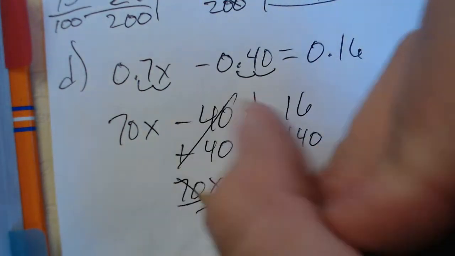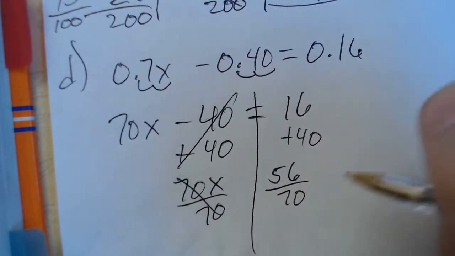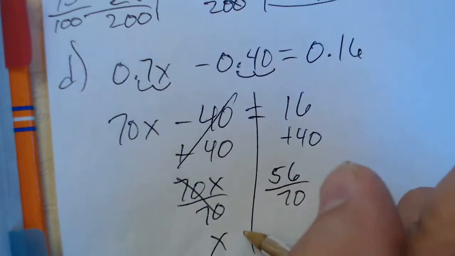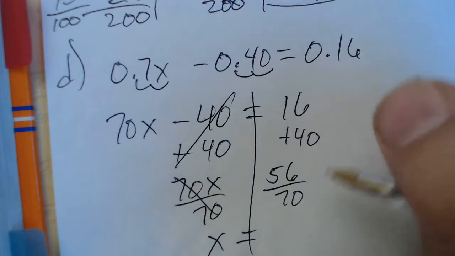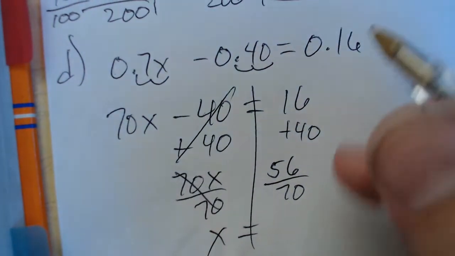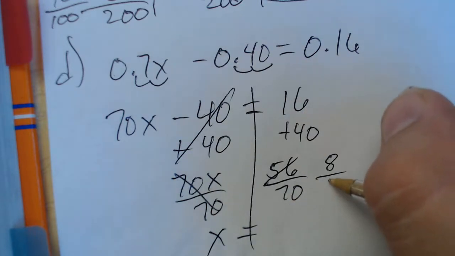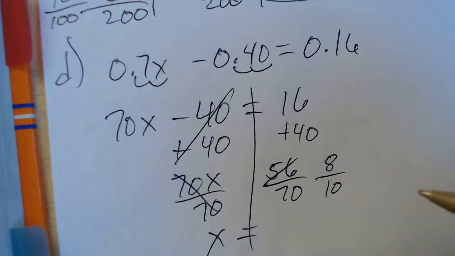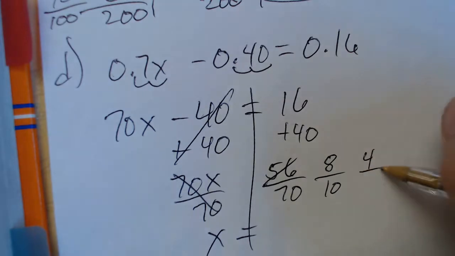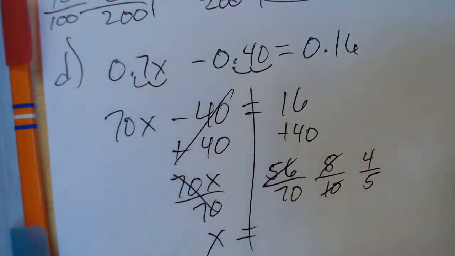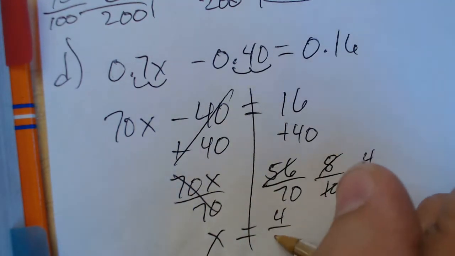Divide each side by 70. We're going to get x equals 56 over 70, which are actually both divisible by 7. 7 times 8 equals 56. 7 times 10 equals 70. And then 8 and 10 will reduce into 4 and 5 if we divide by 2. So x equals 4 over 5.